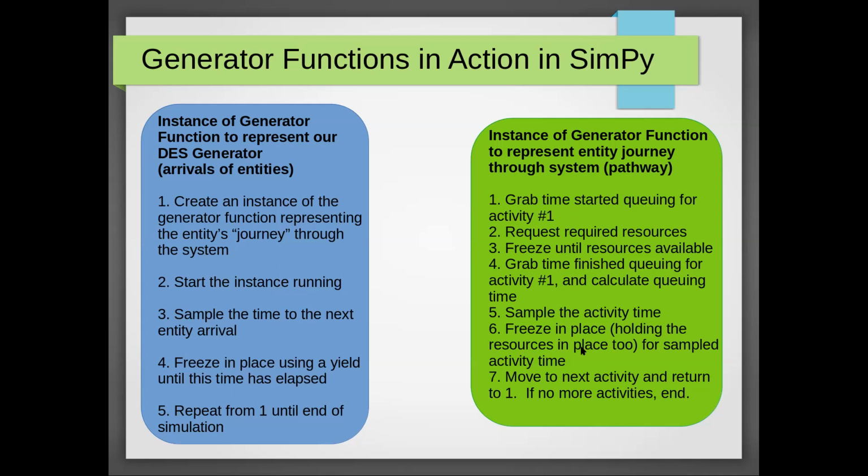Meanwhile, all of these generator functions that are representing these individual patient journeys are going to be calculating the time that they started queuing, then requesting the resources, then freezing in place until that resource is available. Then they can calculate how long they were waiting. It'll then sample how long they should spend in this activity. Then it'll freeze in place again whilst that activity happens, and then they'll move on to the next activity if there are any more. Sorry, yes, I did see a raised hand.